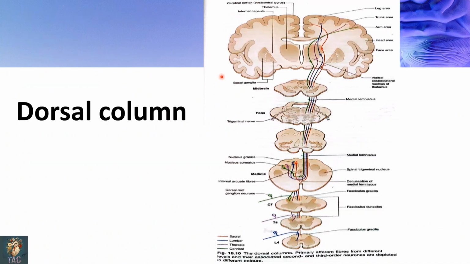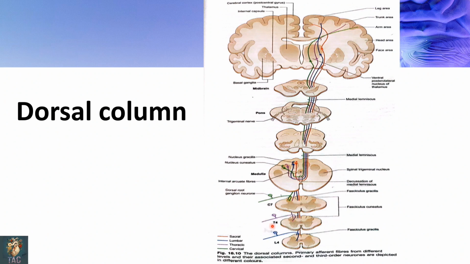So this diagram is very important. It shows the somatotopic arrangement of the fibers in the spinal cord. First of all, you can see the red color fibers are carrying the impulses from the sacral area. Then the blue color fibers are carrying the impulses from the lumbar area. The sacral ones are more medial than the lumbar ones.